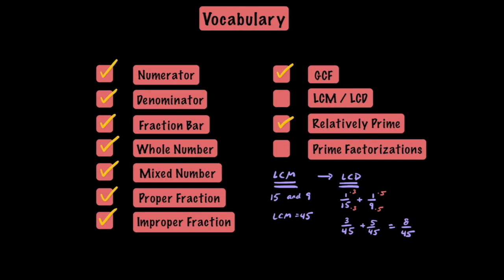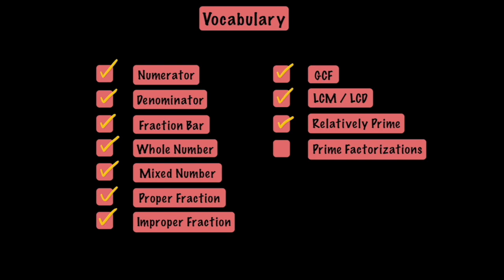8/45 can't be simplified because 8 and 45 are relatively prime. That leaves us with prime factorizations. Remember, prime factorizations are there to help us understand what all numbers are made of.